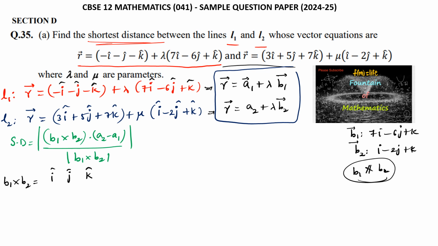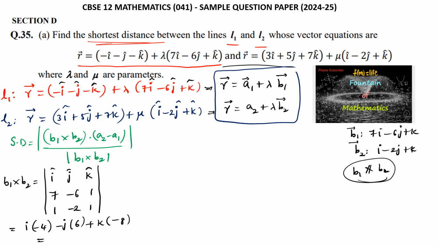So i, j, k in the first row, and here b1 vector is 7, minus 6 and 1, and b2 is 1, minus 2 and 1. So the determinant value we can write: i times of minus 6 plus 2 is minus 4, minus j times of 7 minus 1 is 6, plus k times of minus 14 plus 6, that is minus 8. Or we can take minus 2 common and write 2i plus 3j plus 4k.